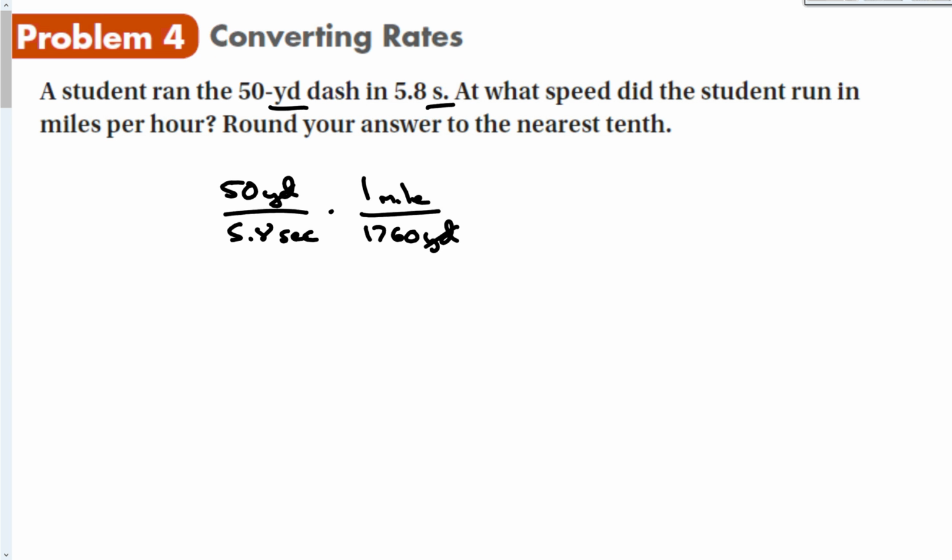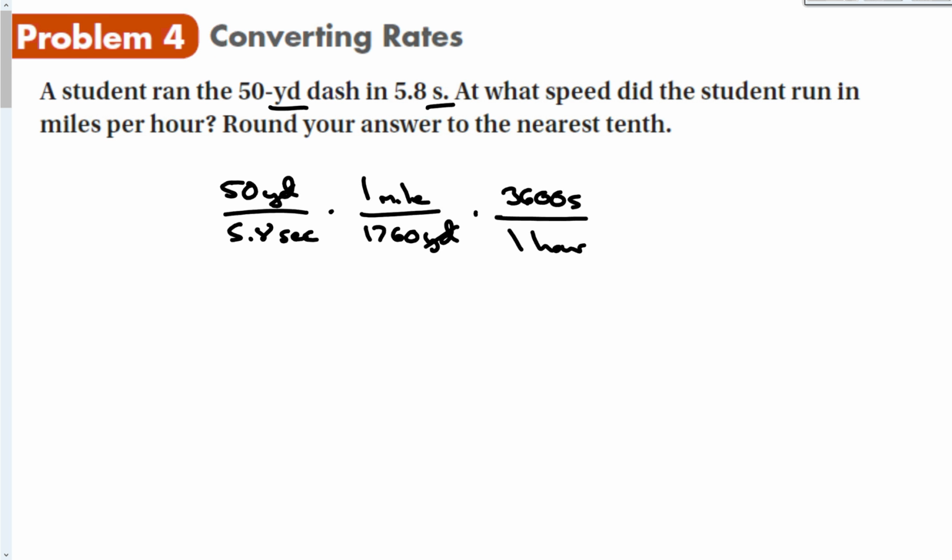Now if I just got an answer right here, it would be in miles per second. I don't want miles per second. I want miles per hour. So I'm going to multiply by another conversion factor to change seconds to hours. Well, there are 3,600 seconds in 1 hour, right?